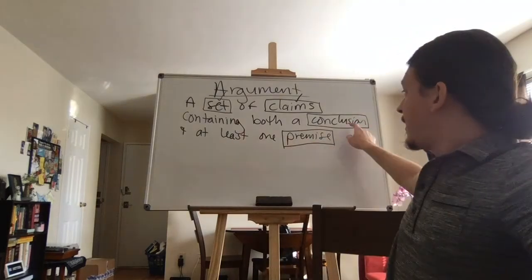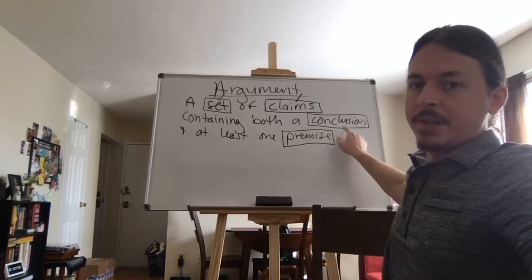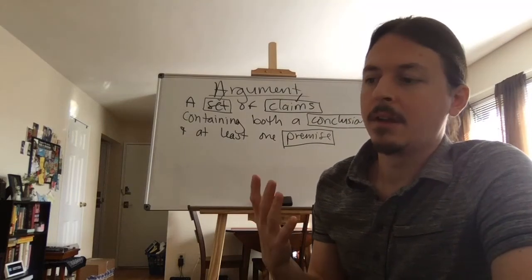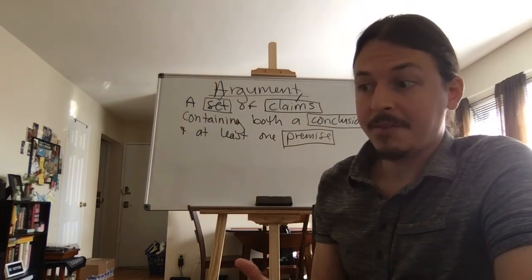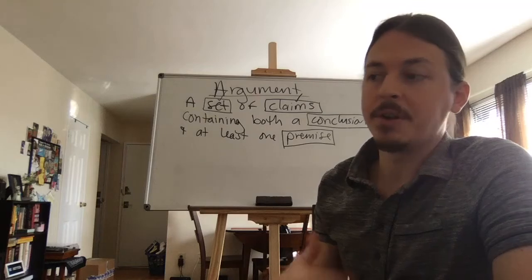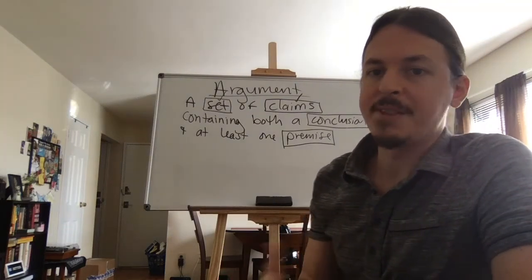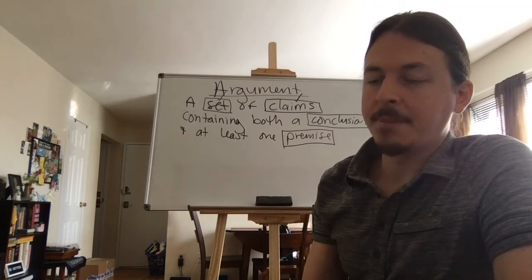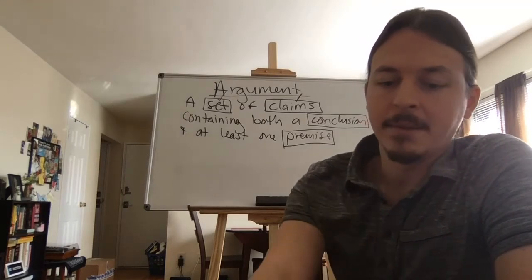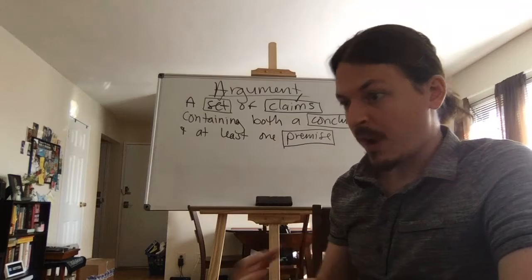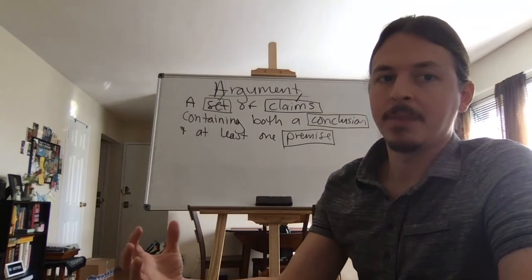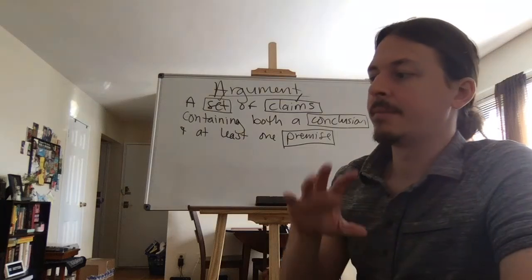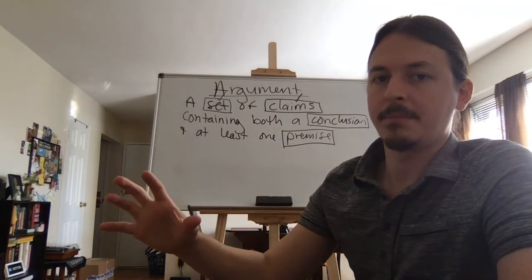And that's where these guys come in. Conclusion and premise. So what is a conclusion? A conclusion is kind of your main claim or your main point, right? The thing that's trying to be proved. Another way of describing it is to say that it is that towards which the rest of the argument points. So in the example I just used, the conclusion would be Pink Floyd is an all-around better band than Led Zeppelin.